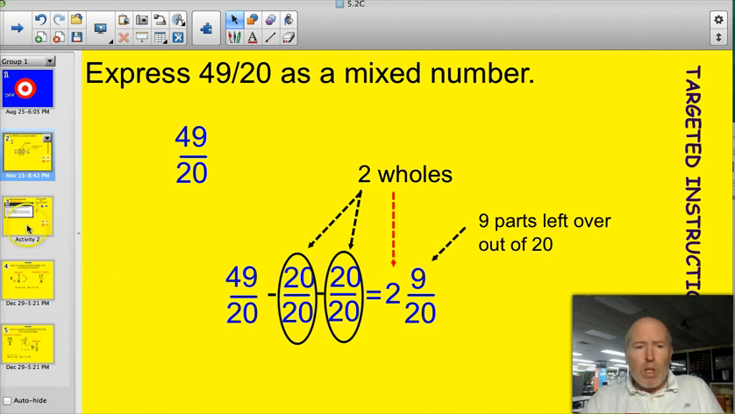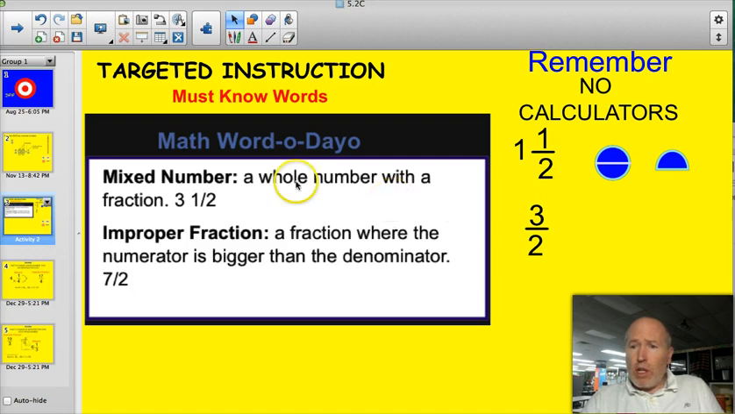All right? A quick review of our target vocabulary tonight. Mixed number, that's anytime there's a whole number with a fraction, like 3 1/2 or 1 1/2. This is the mixed number, a whole and a fraction. And then an improper fraction is any time where the numerator is bigger than the denominator, or it's top heavy. We have 7 halves here. 3 halves is another example of it. And really, you can think about it, it's really the same thing. Here we have one whole and we have a half, or we have 1, 2, 3 halves.